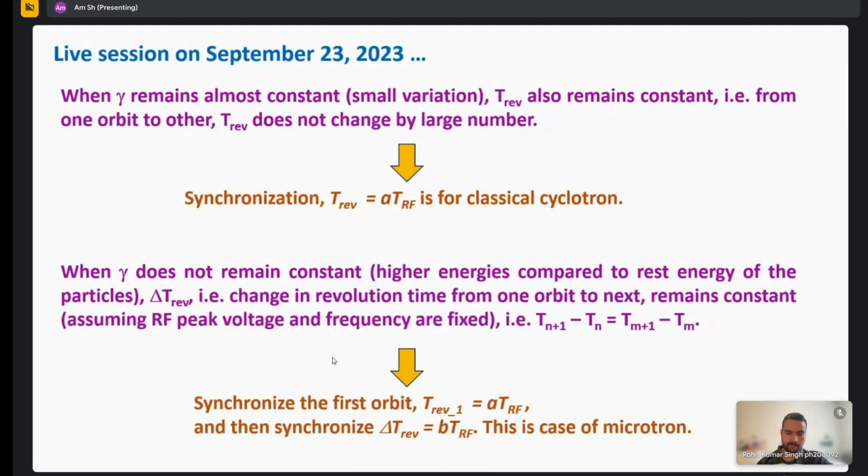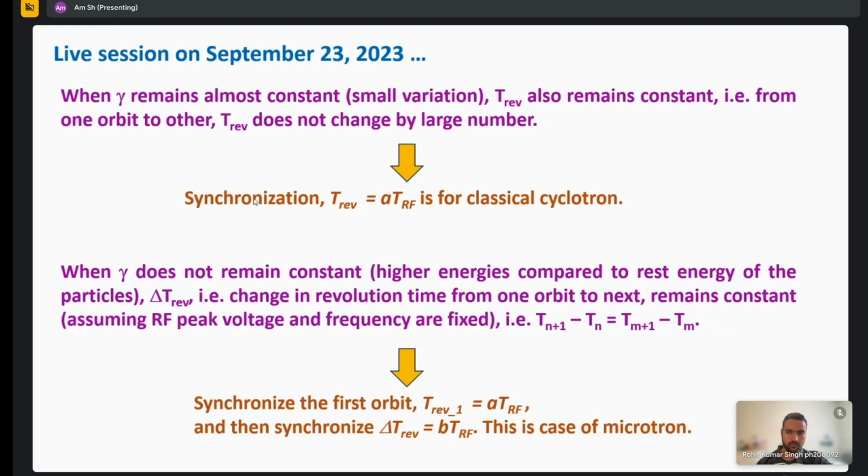So it is possible to energize the electron in a microtron. However, in the case of protons, the required change in energy will be in the order of GeVs, which is not possible. That's why the microtron works only for electrons, while the cyclotron works only for protons. So these are complementary machines to each other.